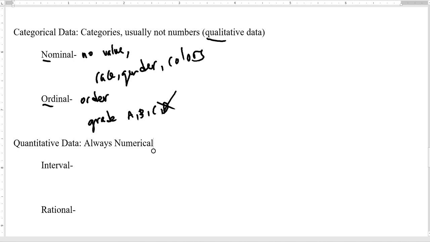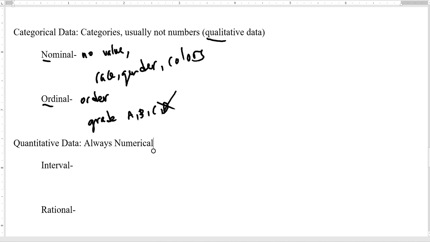But is the distance from an A to a B the same as a B to a C? You're like, well, yeah, it's 10% difference, right? You went over that earlier. Well, not always. Sometimes I have a student that has a 90.2%, and I have another student that has an 89%. So there might be a 1% difference between an A and a B. So even though there's order, one is greater than the other, you don't necessarily have that equal spacing between them.